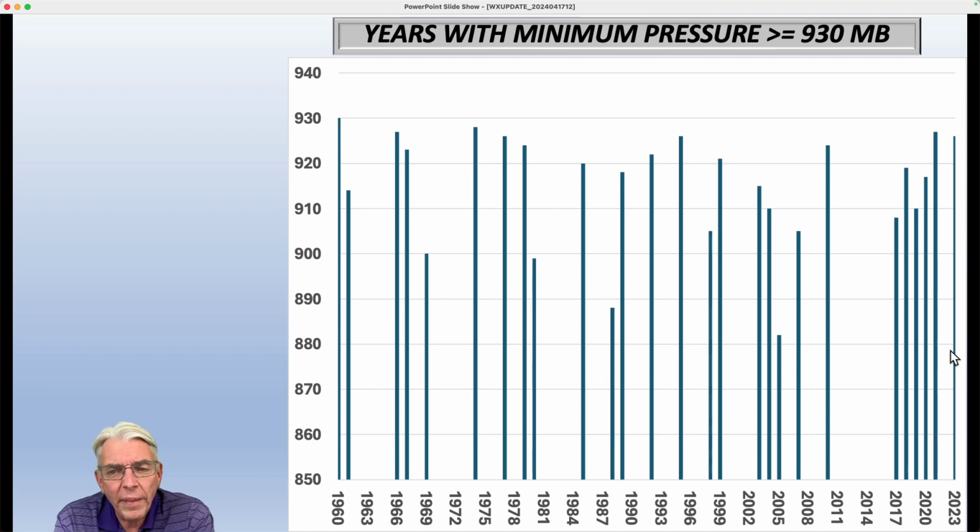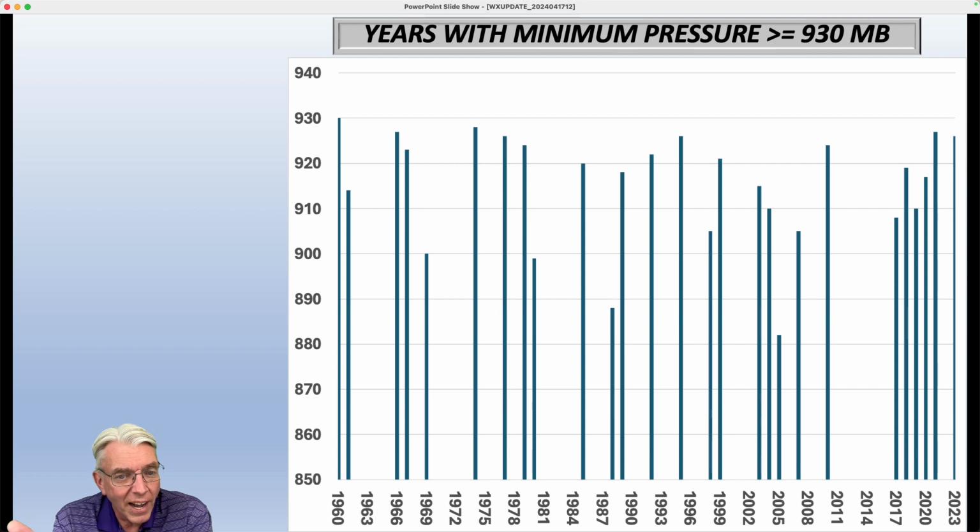Now the only thing that's interesting here is that toward the end, we have 5 consecutive years, a 1-year break, and then last year we also had pressures as low as 930 millibars and lower. So there has been more consistency, or more consecutive years with low pressures in here than we see at any other point in the record.